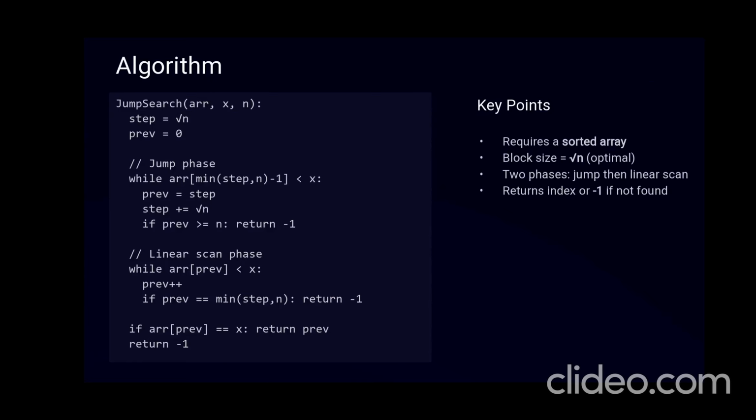This slide shows the pseudocode of jump search. First we calculate the jump size as √n. Then we repeatedly jump through the array until we find a block that may contain the target. Once the correct block is identified, a linear search is performed within that block. If the element is found, its index is returned. Otherwise, the algorithm returns -1.